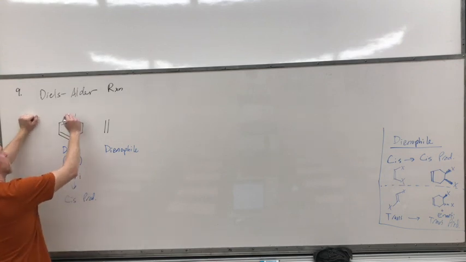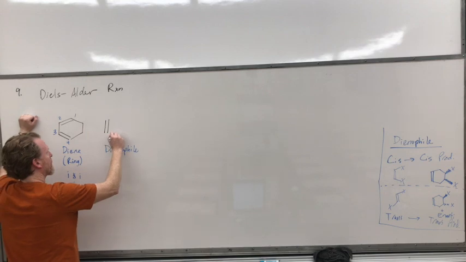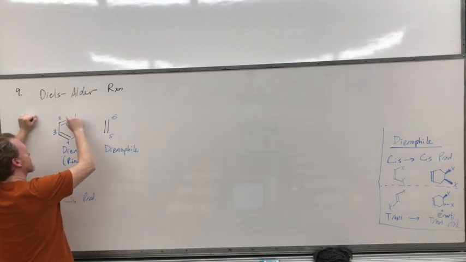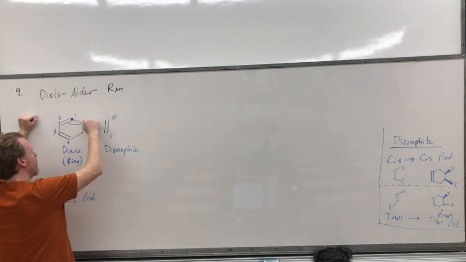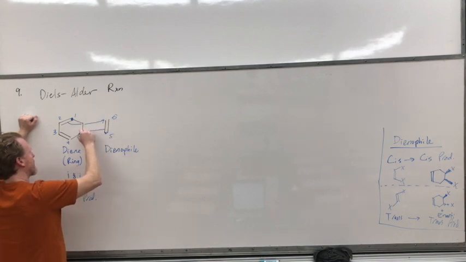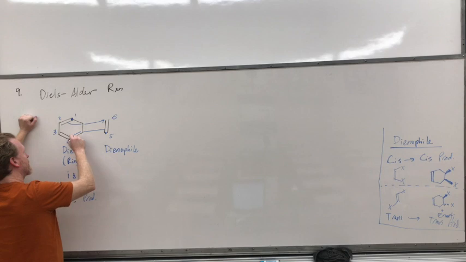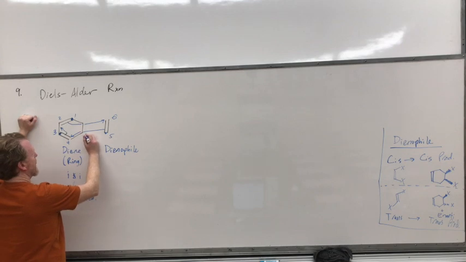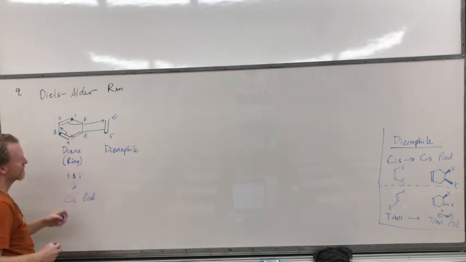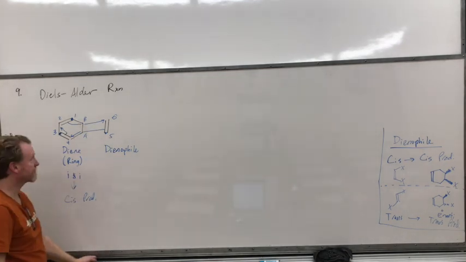All right, let's number it. 1, 2, 3, 4. Same mechanism as before. There we go. So we got to avoid that ring here. I'm going to go ahead and label these A and B. Let's see what we get.